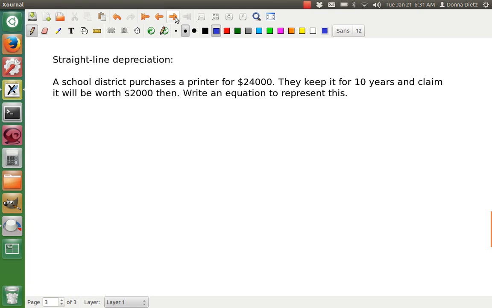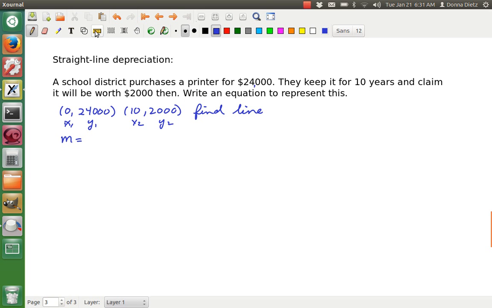Okay, next question. School district purchases a printer for $24,000. They keep it for 10 years and claim it'll be worth $2,000 then. Write an equation to represent this. All you have to do is say at time 0, the printer is $24,000 and at 10 years it's worth $2,000. Find the line. This is straight line depreciation. We just go ahead and do this, and I would let you do this in class if we were in class and had time. x1, y1, x2, y2.